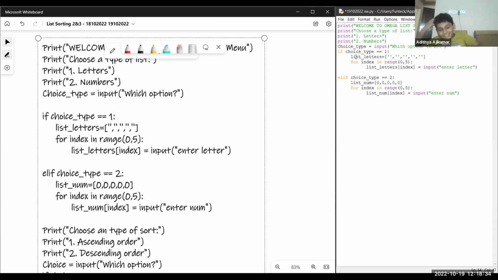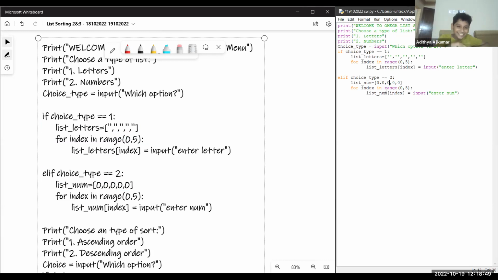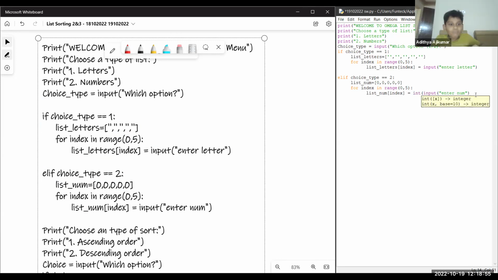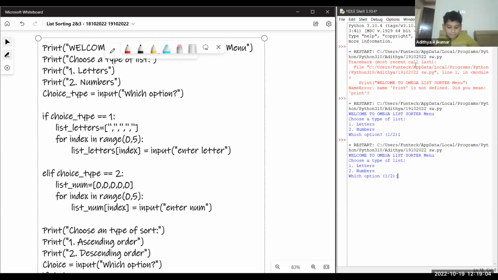After for index in range, we'll just take every index from 0 to 5, that's the range of the index. We'll just enter one letter in the list. Let's run it. That's the only thing I needed. Now, one thing that's missing is for numbers, we should put int. And the choice input should also be int. Let's run this. I have put them.